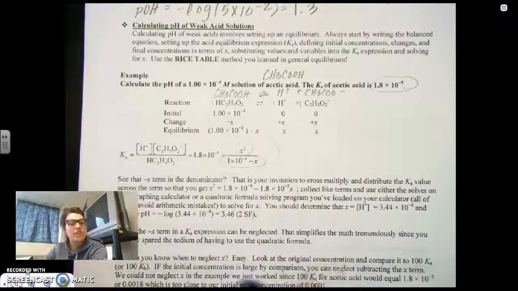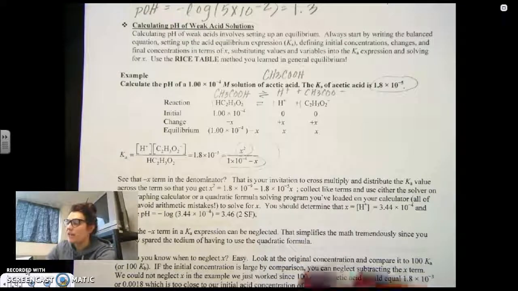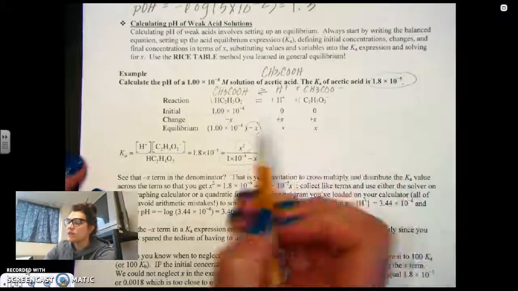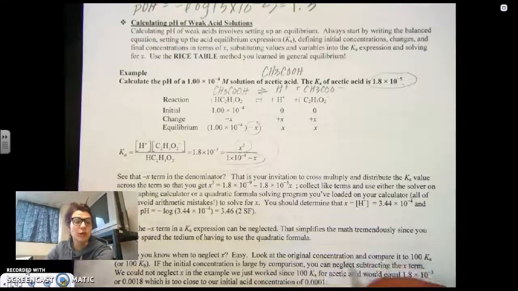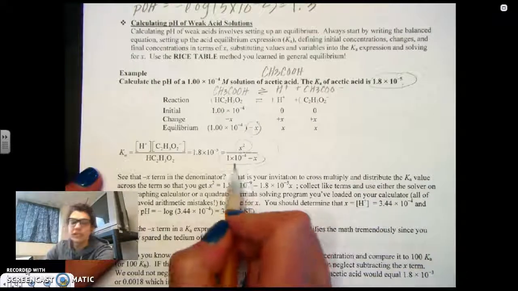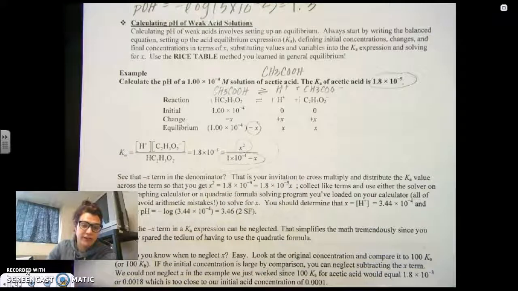But in general chemistry, we like to take things very simply, and we can make the assumption that the X that's being subtracted from the acetic acid is actually so small that it's not going to really affect the starting concentration of the acid.